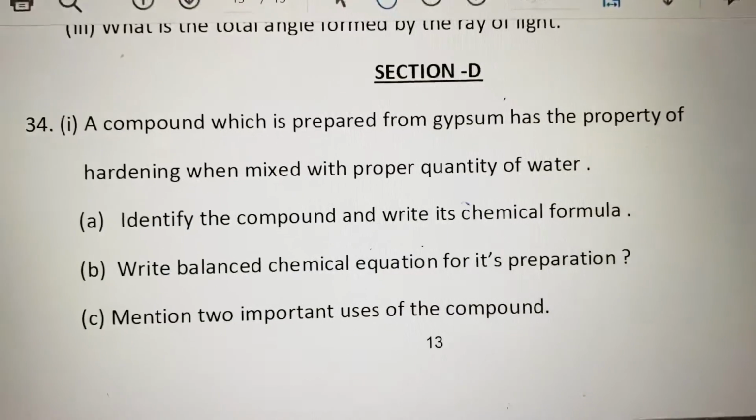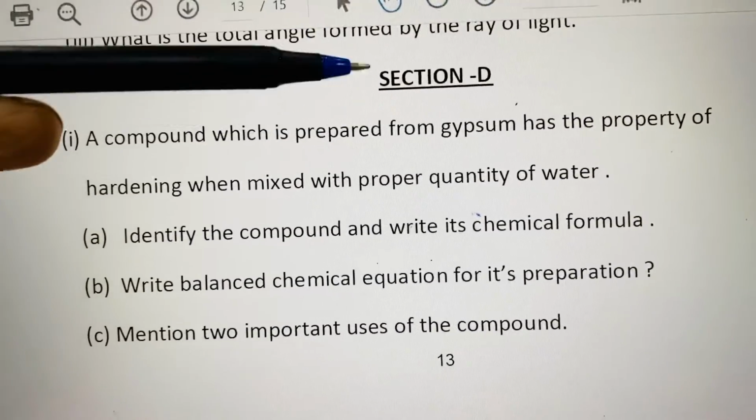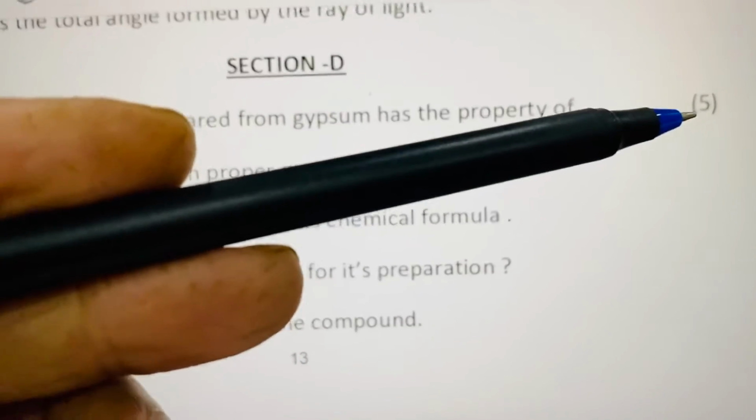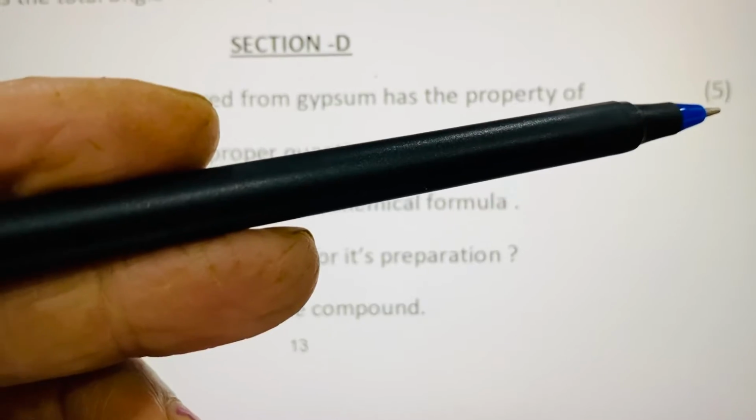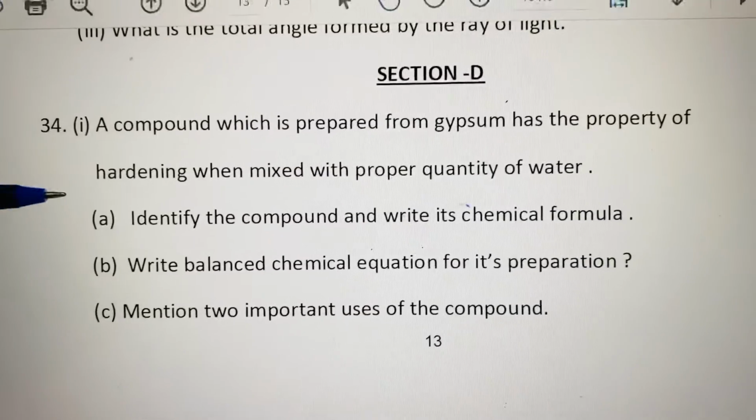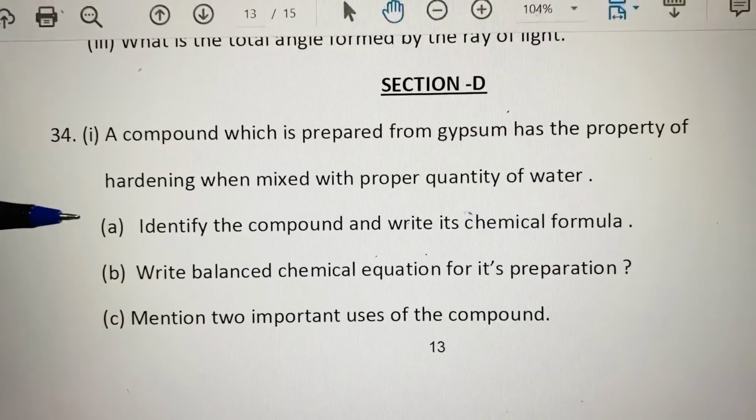Students, we are discussing section D of our pre-board exam question paper. This section D is of 5 marks. All the questions are of 5 marks, so it's very important to take these marks. That's why this first question we have already discussed.